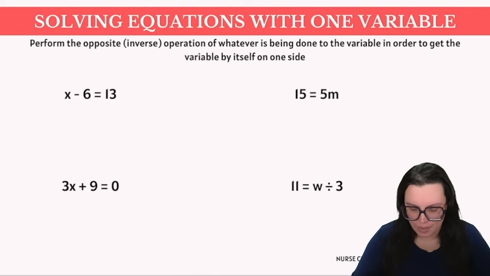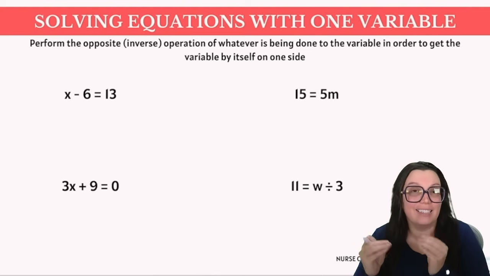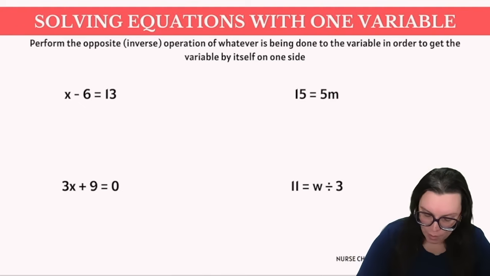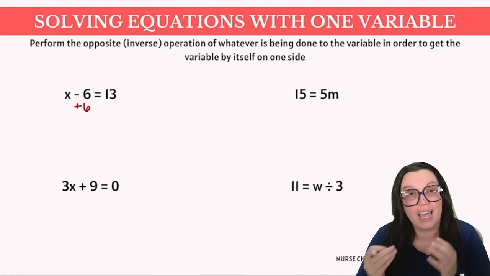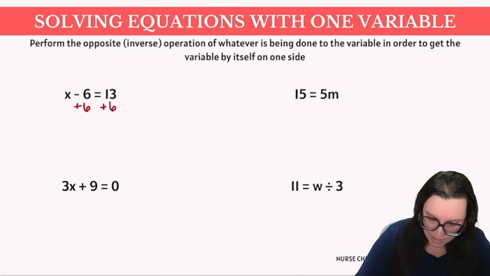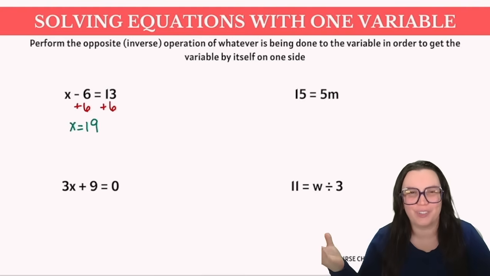In our first example, we have x minus 6 equals 13. We want to isolate x in order to find out what that number is. Just like we did before, we're going to do the inverse. We have a negative 6, so we're going to add a positive 6 to both sides. Adding a positive 6 gives us x equals 19. We just solved our first equation.